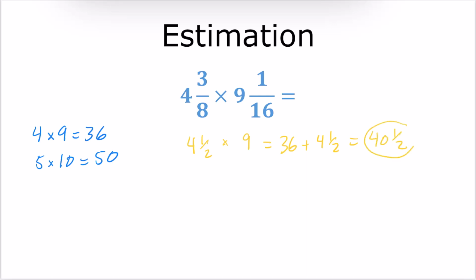And that's a little bit more precise of an estimate than knowing that my answer should be between 36 and 50. But either one of these methods would give students a good ballpark range for where their answer should end up. So that's how you can use estimation to help you check your answer when you're multiplying mixed numbers.